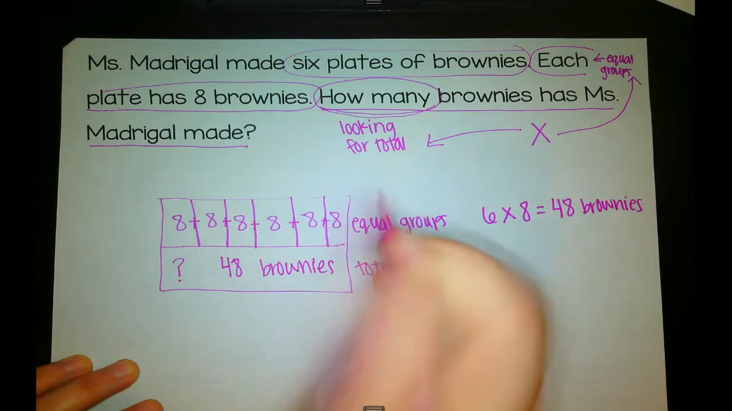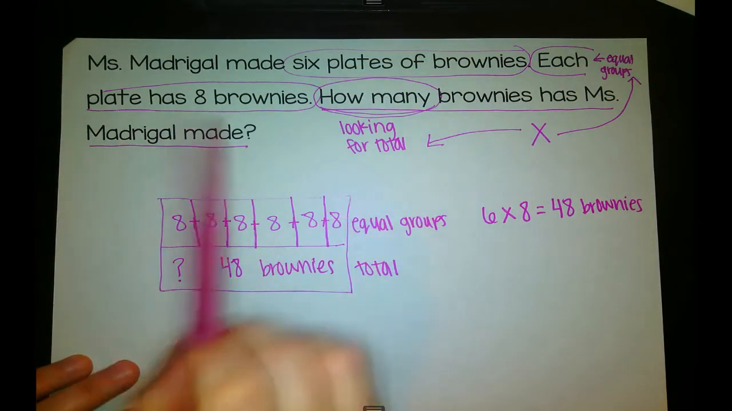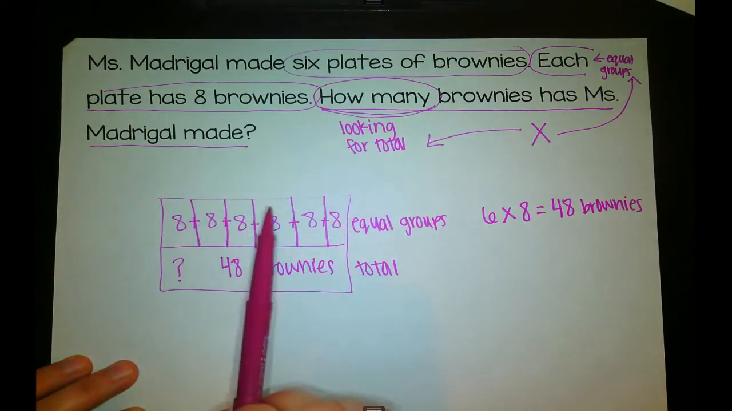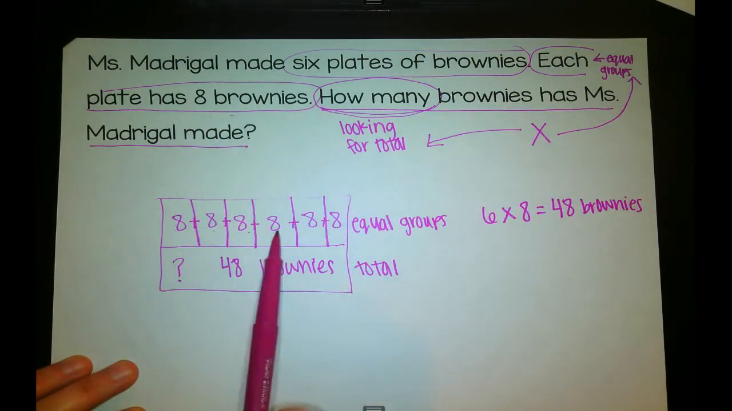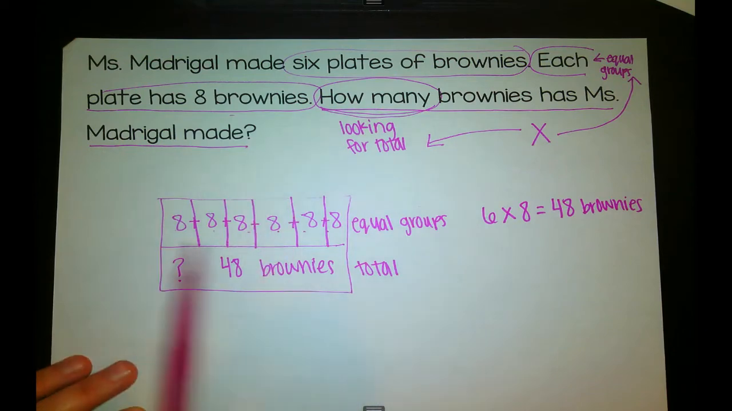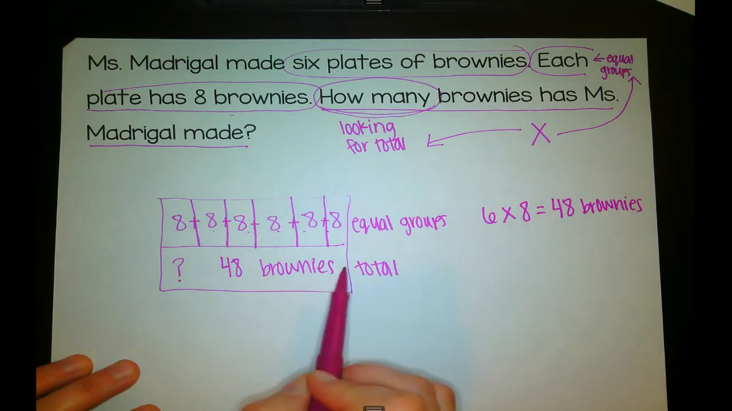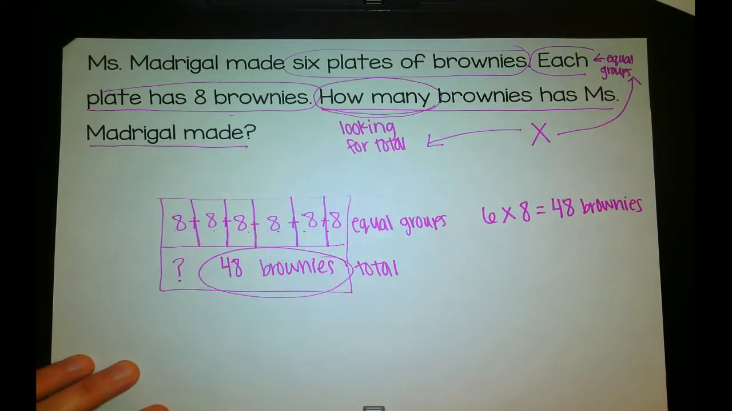Let me reread my problem to make sure I didn't miss anything. Miss Madrigal made 6, 1, 2, 3, 4, 5, 6 plates of brownies. Each plate has 8 brownies on it. Perfect. How many has she made all together? Miss Madrigal has made 48 brownies.